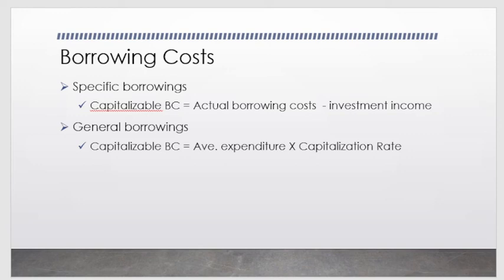Pwede kasi na halimbawa ikaw ay nangutang, then yung inutang mo, dahil hindi mo pa naman agad yan magagamit, dahil in progress naman ang construction, halimbawa, inilalagay mo yan sa isang investment. So kung ano man yung income na earn natin doon sa investment na yon will be a deduction to the capitalizable borrowing cost para lumiit yung capitalizable borrowing cost if it is specific borrowings. Kapag naman yan ay general borrowings, okay, we have to use the formula average expenditure multiplied by the capitalization rate.